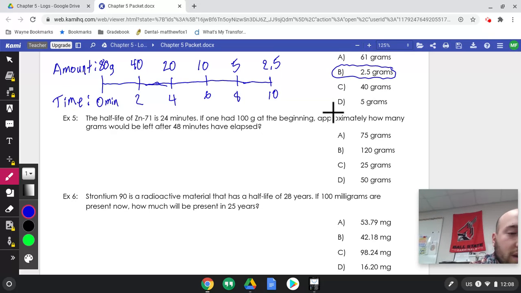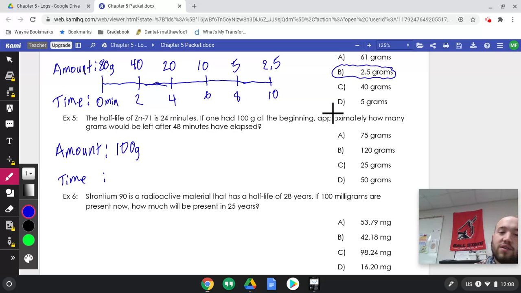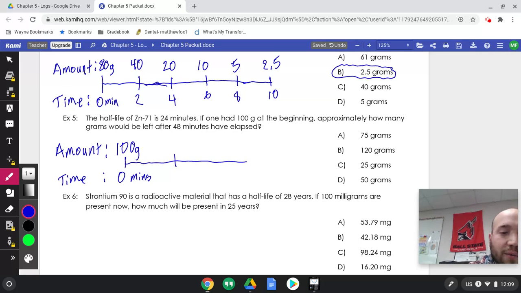So once again, start with our original amount, which in our case is 100 grams. And then our time at the beginning is always whatever the label is of the half-life. So in our case, minutes, that's what it'll be. And it's always 0, because this is at the start. So 0 minutes. Now, after 24 minutes, that's one half-life, so we'll be down to 50. And then after 48, that's another half-life, so that would be down to 25 grams.